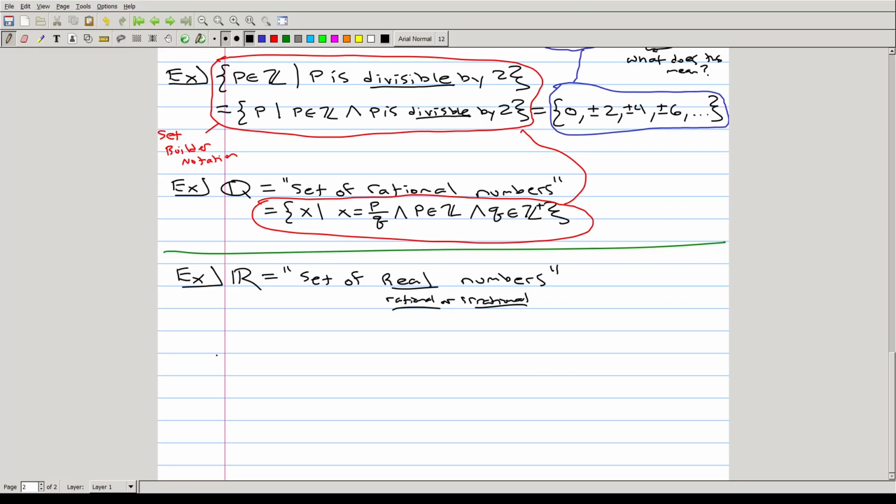But then once we have the set of real numbers, we can go through and actually define what's known as the set of complex numbers, which is known as C. And this I can actually write down in set builder notation.